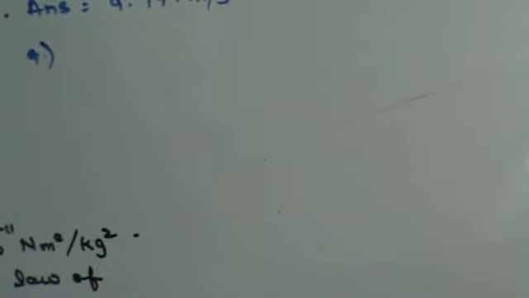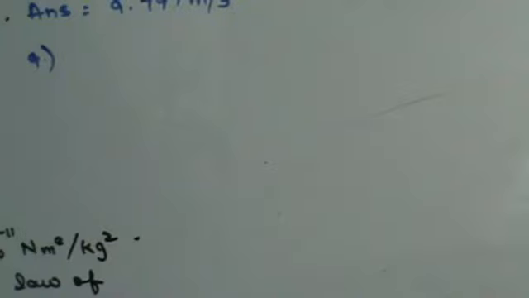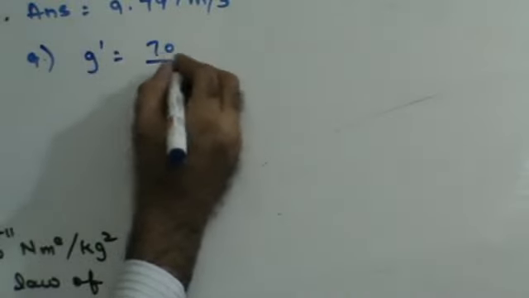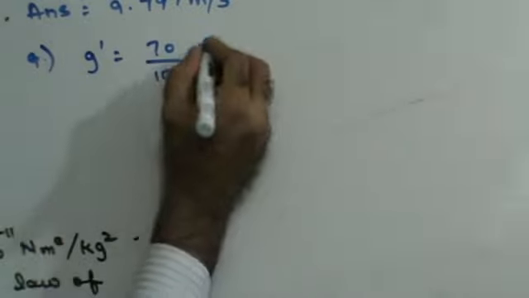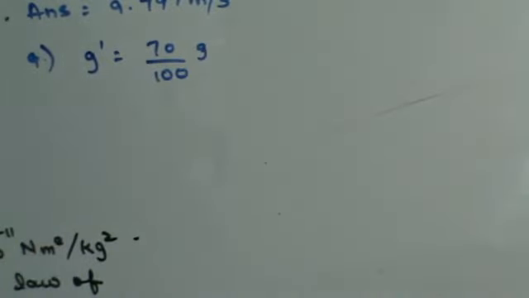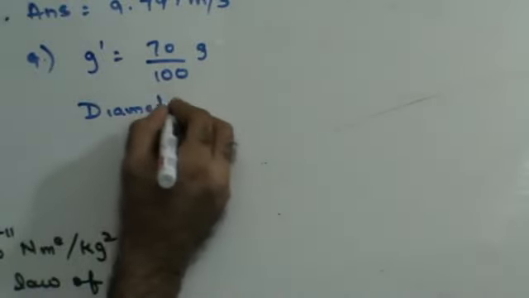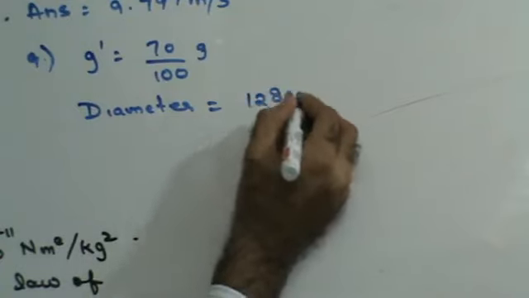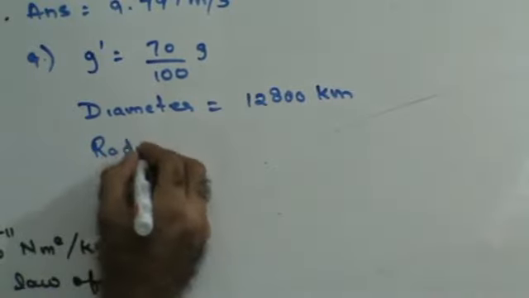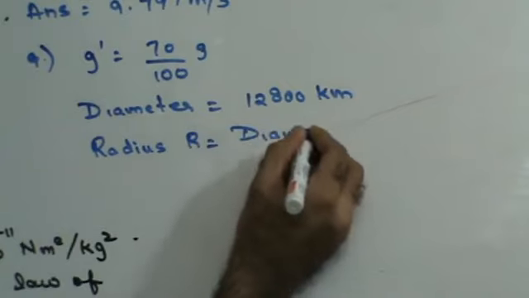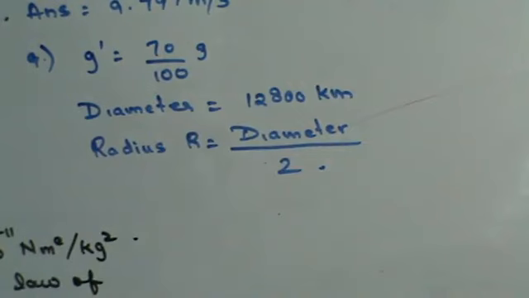How much deeper from the surface of the earth does the acceleration due to gravity become 70% of its value on Earth's surface, if the diameter of Earth is 12,800 kilometers?